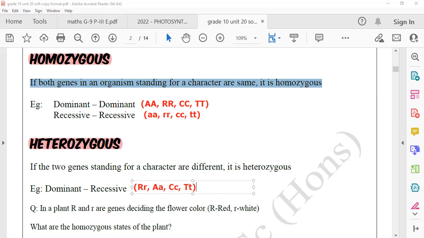Heterozygous state. Remember, in our body, for some characters we will be dominant homozygous, for some characters we will be recessive homozygous, and for some characters we will be heterozygous. Understood? Yes, sir. Right. Complete it.